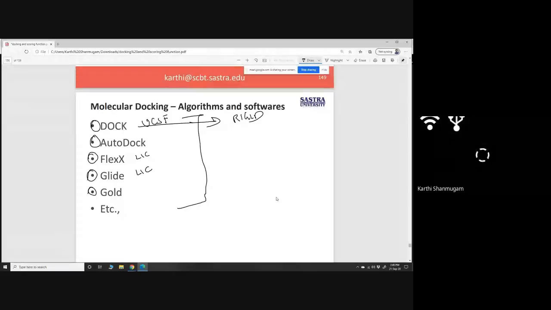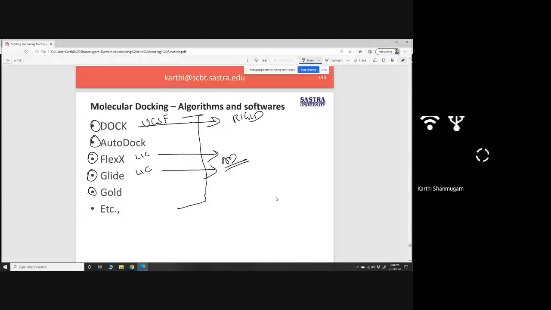But on the other hand, if you go for FlexX, we can say it's a kind of advanced docking algorithm. Same thing, Glide is also a kind of advanced docking algorithm. In the sense that the user can give flexibility for the entire ligand molecule, and to some extent we can give flexibility for the binding site amino acids. There are cases in which we can even give a maximum number of amino acids as flexible residues.